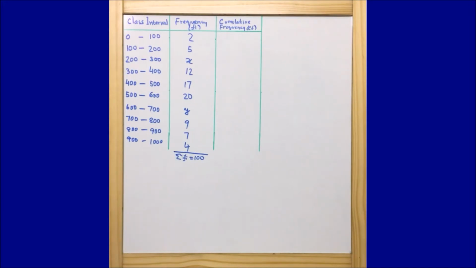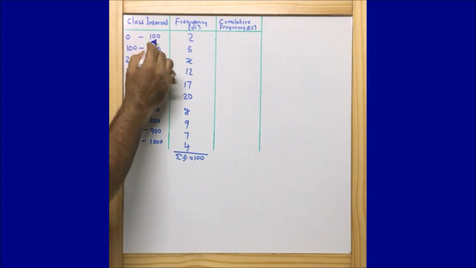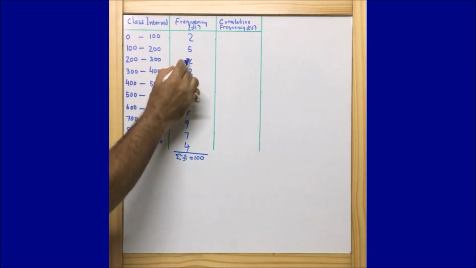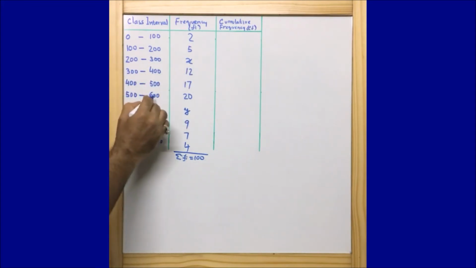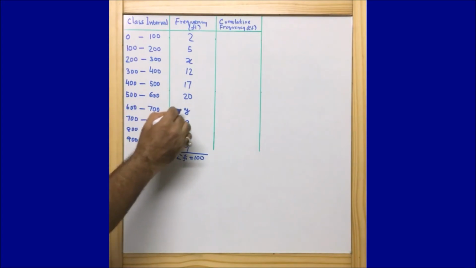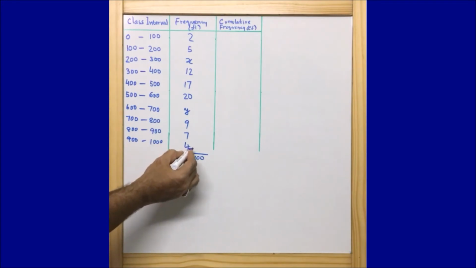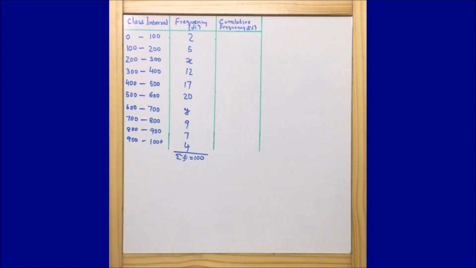I have noted down the question on this board. You can see that we have the class interval and the frequency. For 0 to 100 the frequency is 2, 100 to 200 the frequency is 5, 200 to 300 the frequency is x, and like this 500 to 600 the frequency is 20, 600 to 700 is y, and similarly 900 to 1000 is equal to 4, and summation of fi is equal to 100. That is what they have given, because they have given the total frequency as 100.